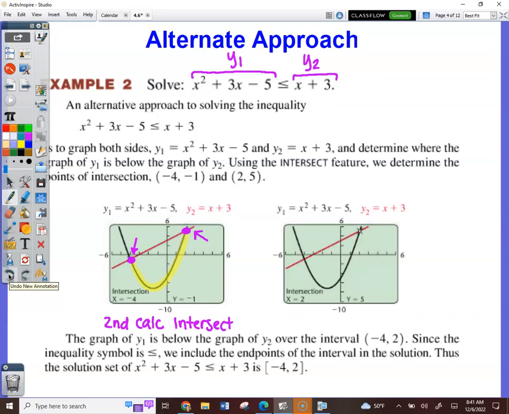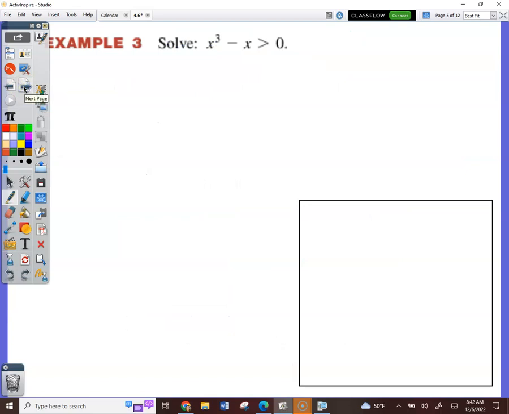So there's that approach as well. You decide which one you like. The algebra approach, the graphing shortcut, which is what I nicknamed it, or entering the two and then checking where one curve is in relation to the other, and then doing intersect. Let's go to another practice problem.